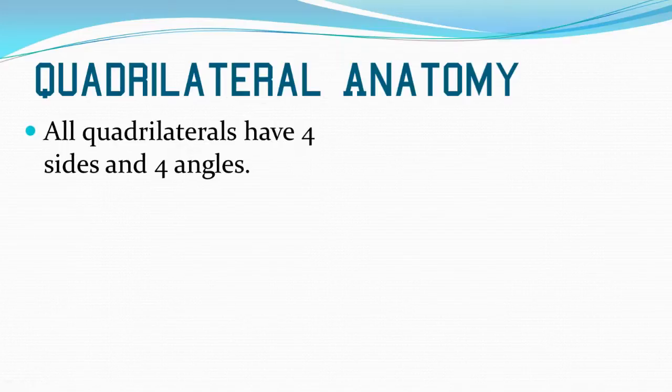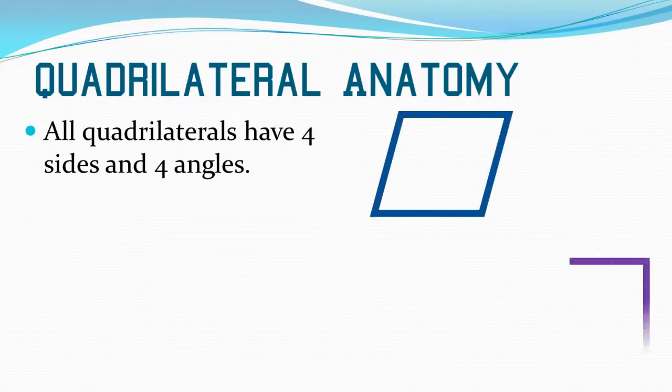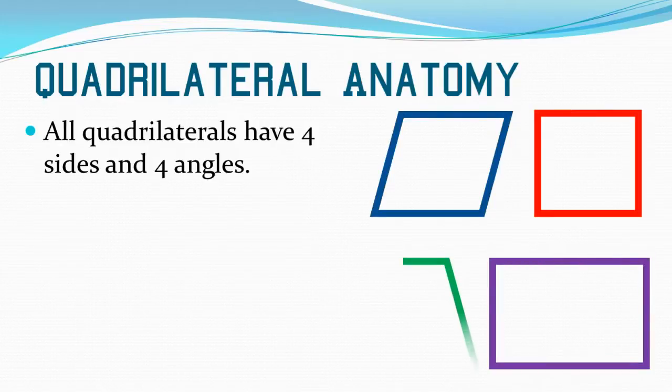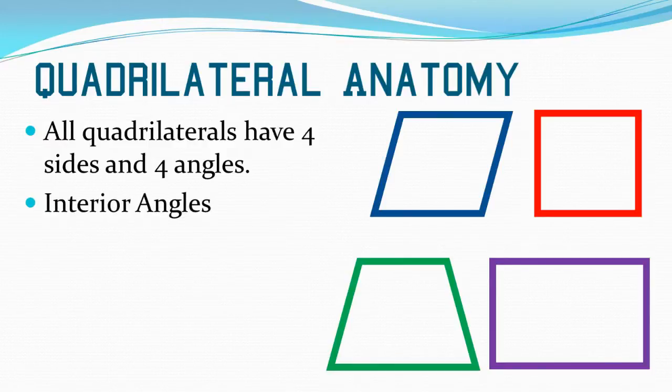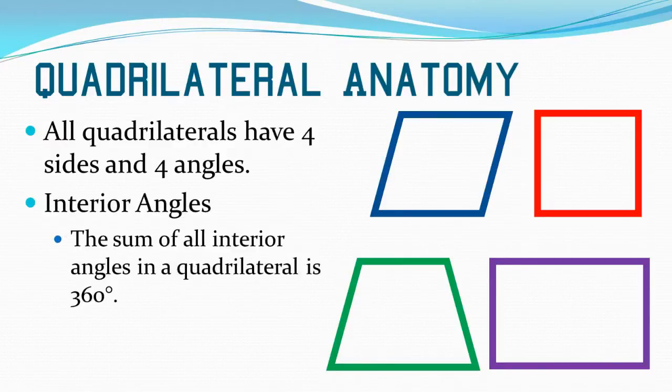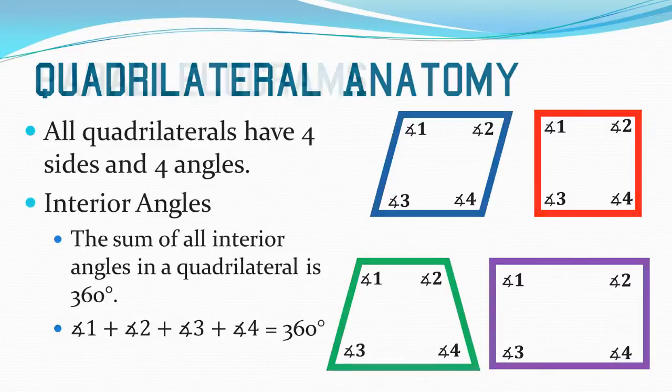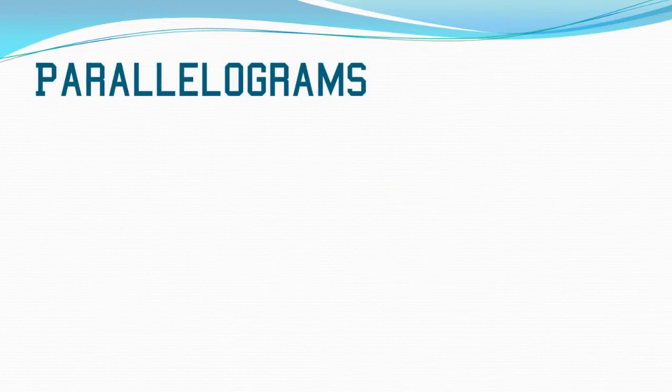All quadrilaterals have four sides, four angles. So these are all examples of quadrilaterals. They all have four sides, they all have four angles. The interior angles of quadrilaterals all add up to 360 degrees. So if I take all four angles and add them up in any quadrilateral, any four-sided figure, we can get 360 degrees. A more specific version of the quadrilateral is the parallelogram.